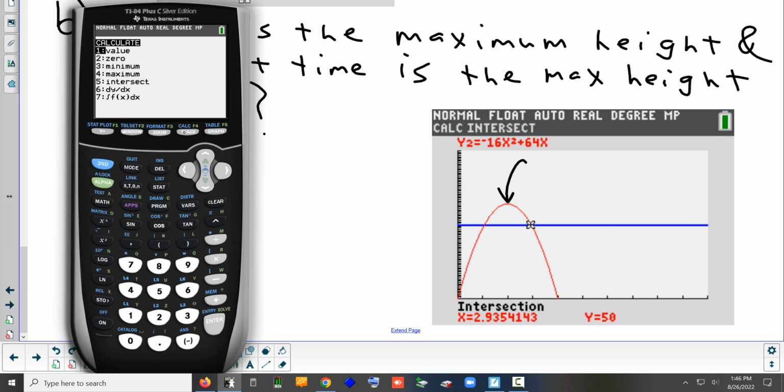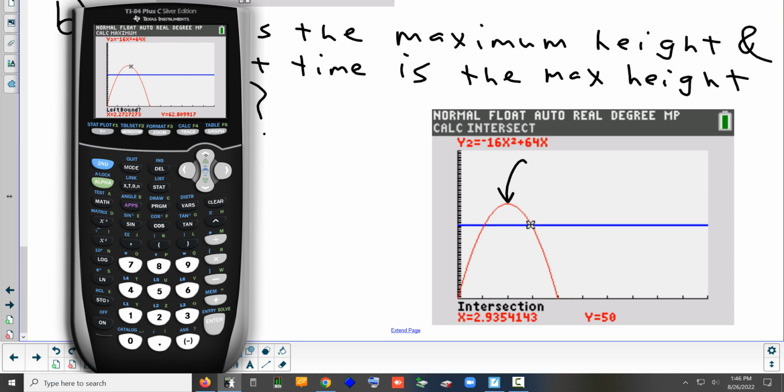Second calc, press 4. Now, the calculator is going to ask you 3 things. See how the font here is in blue? That means it's trying to calculate the maximum of the blue. I want to be on the red one. I don't want to be on the blue one. So just hit the up arrow. Now it's on the red one. That's what I want to find the maximum of.